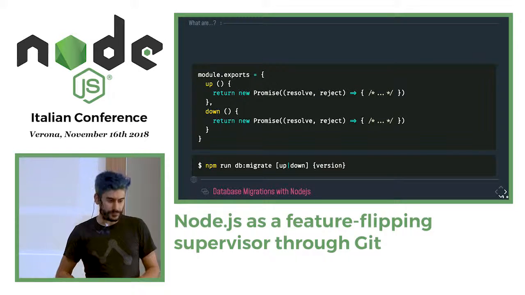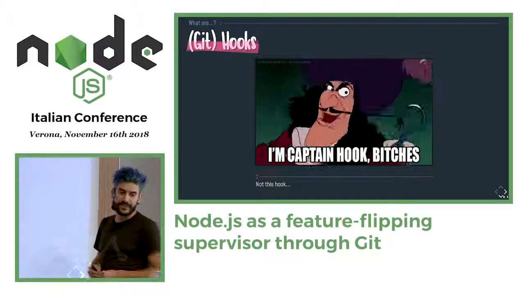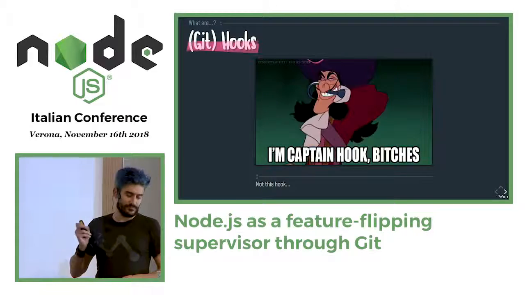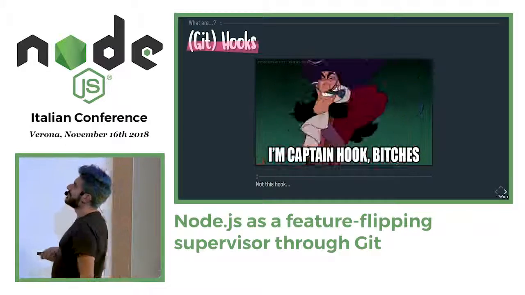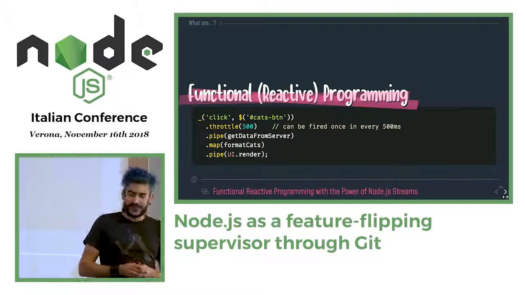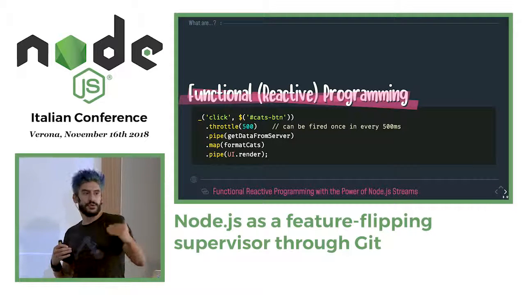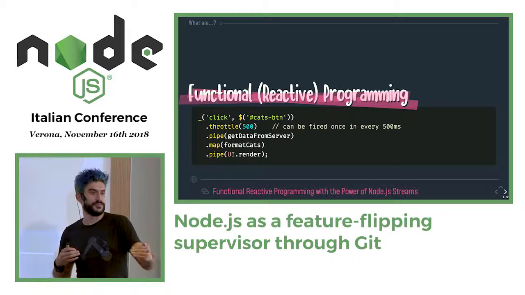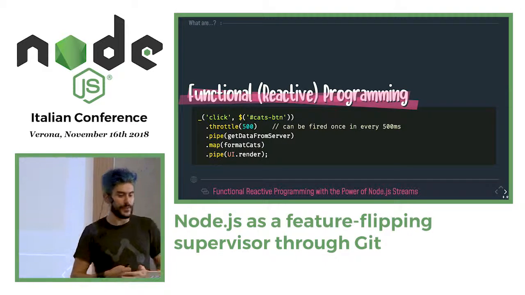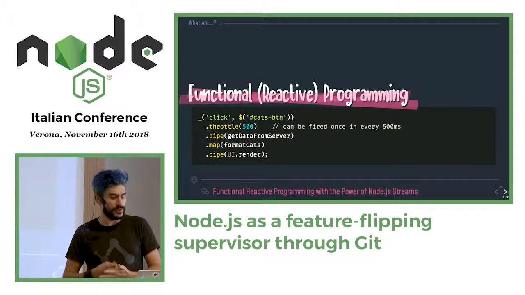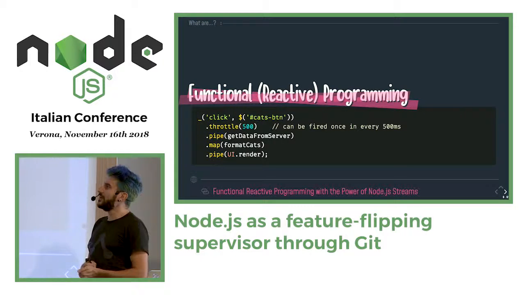So my proposal is to use hooks and Git hooks, not this one. Even if this guy is some kind of interesting guy. So the idea is to use the Git hooks. Git hooks are some scripts that are called when you push your repository to a dedicated origin, a dedicated endpoint, remote. And you can couple it with functional reactive programming.